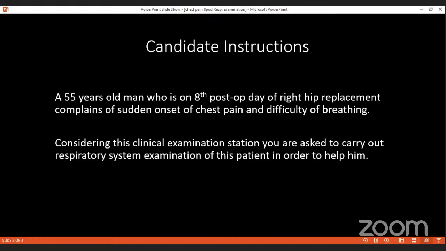Just suppose if you were scrubbed and a nurse came and told you about this patient, what would your next step be? If I'm scrubbed, I'll put a crash call immediately. Very good. Thank you very much, ma'am.